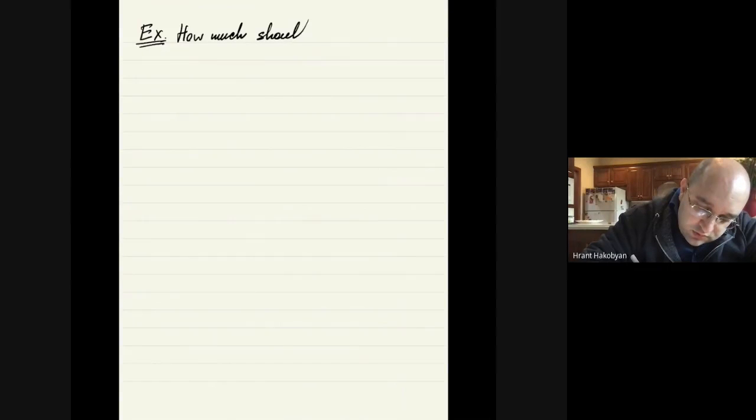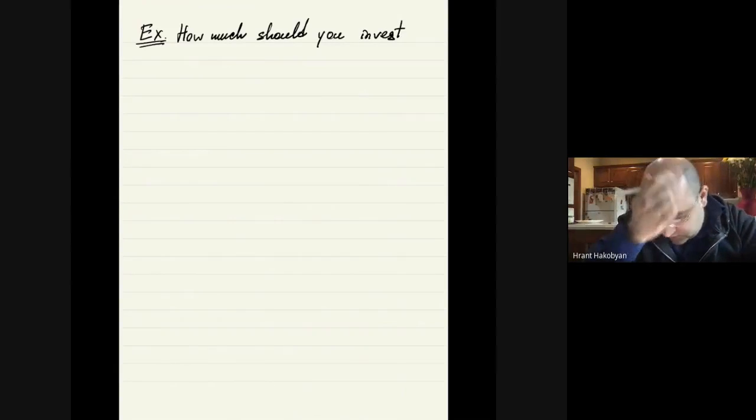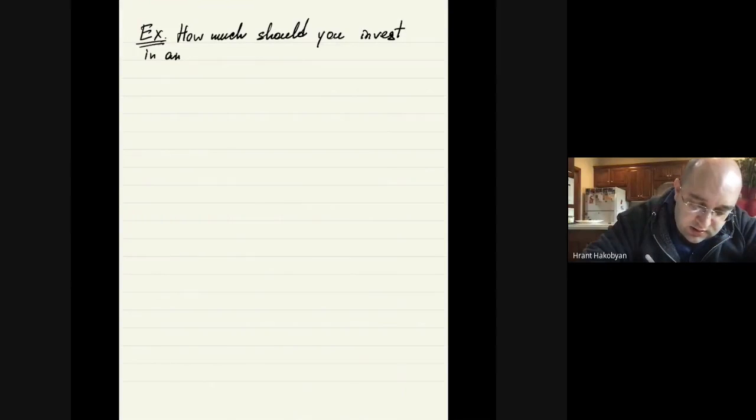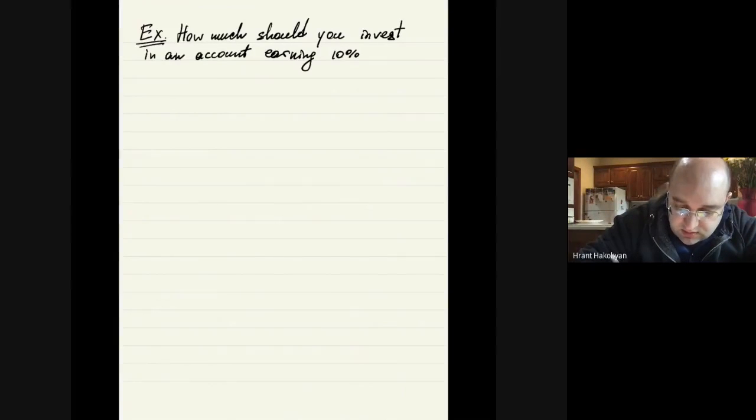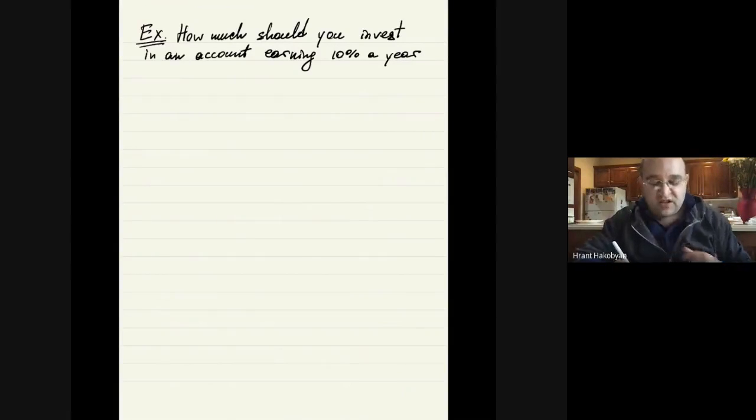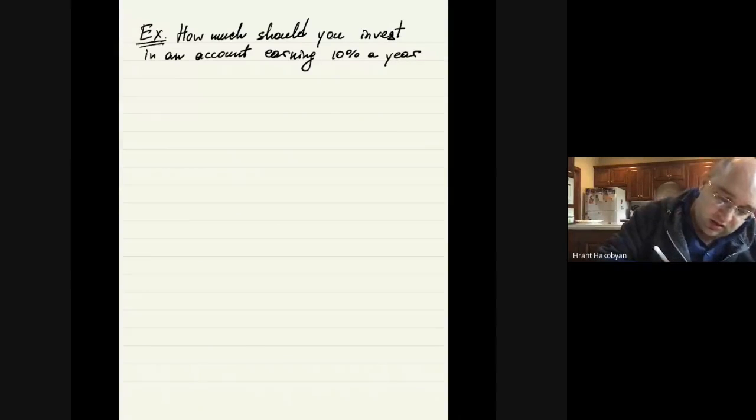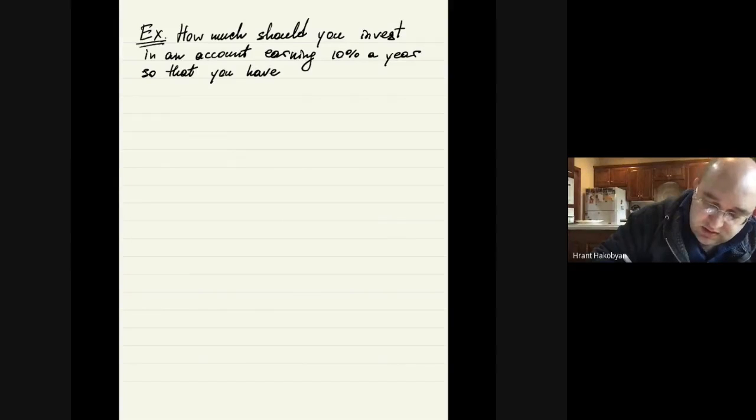should you invest initially, right? So in an account earning, let's do again 10% a year, right? Okay. So that you have, let's say, 100,000 in 10 years or in maybe 20 years.